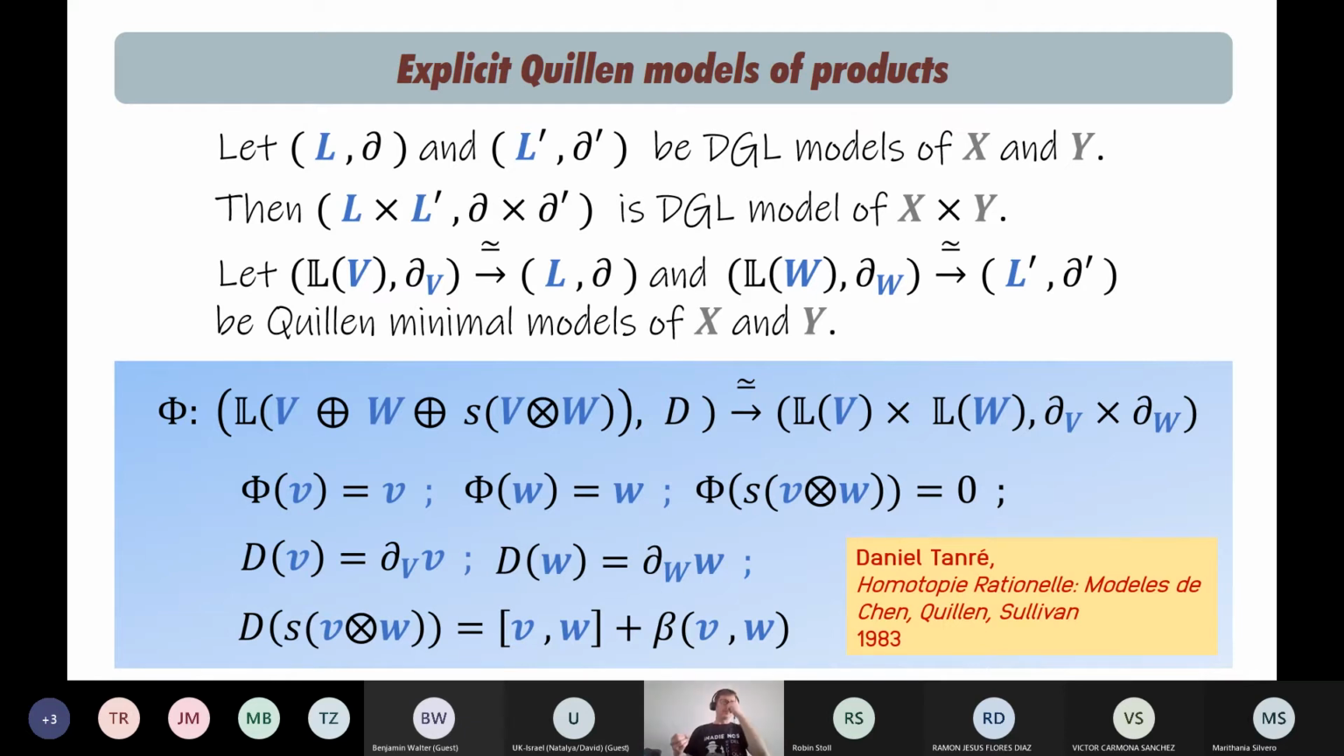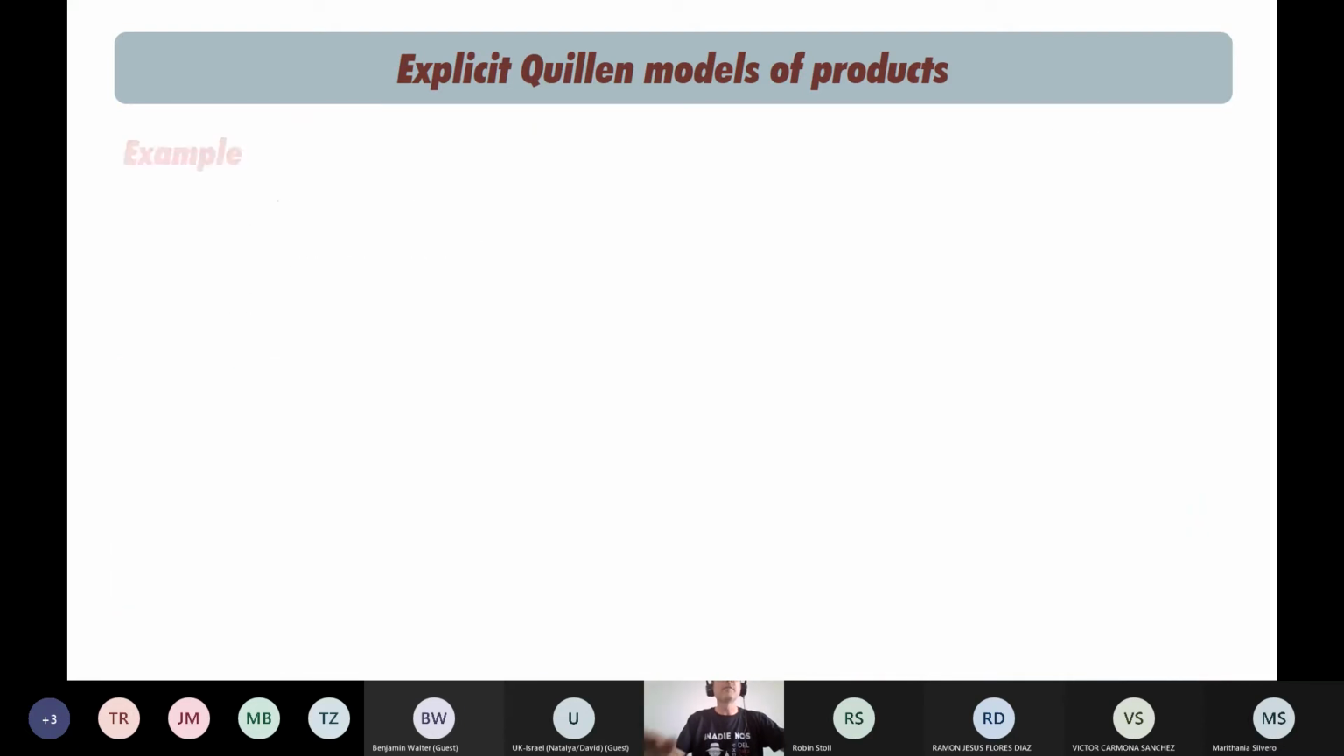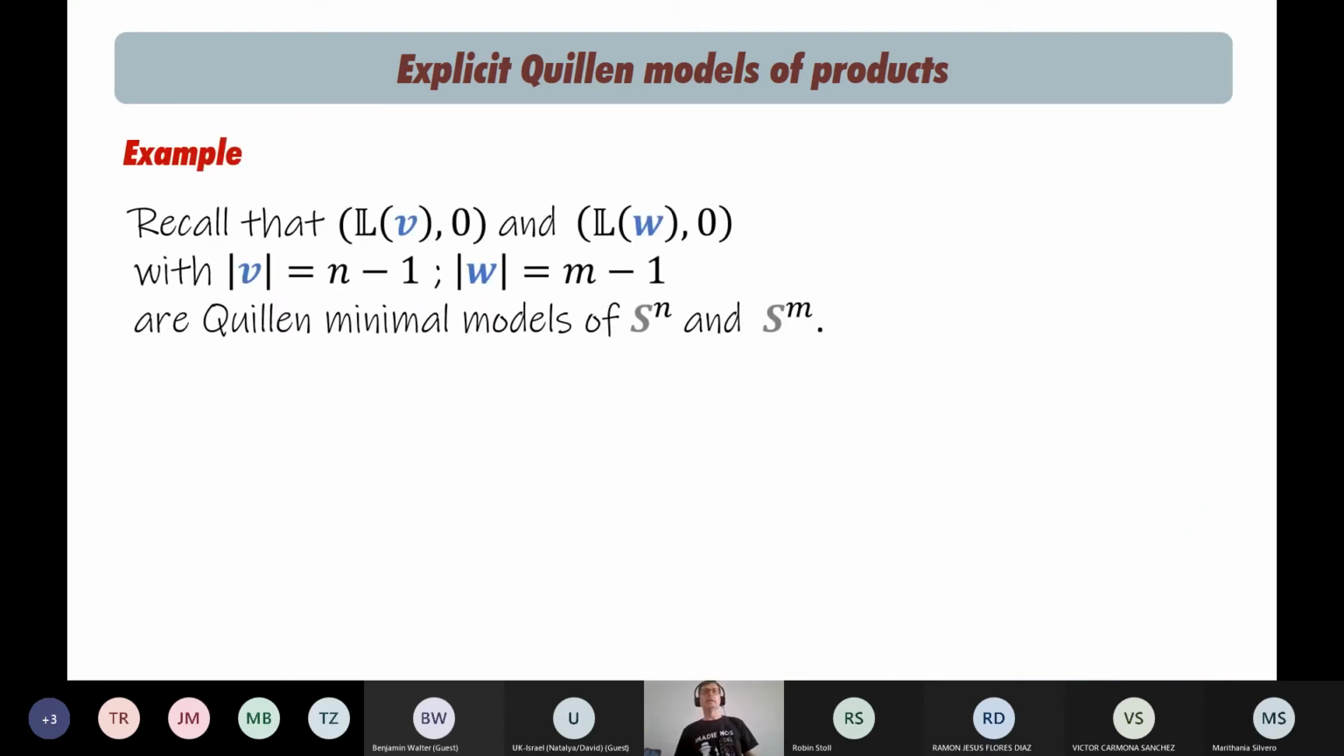But this is not a formula. In fact, this procedure could be hard and lengthy, so the goal of this part is to find an explicit definition of this differential of this model of the product. Let's see some examples. First, products of spheres. Recall that the model of a sphere has a single generator in degree n-1 and degree m-1.